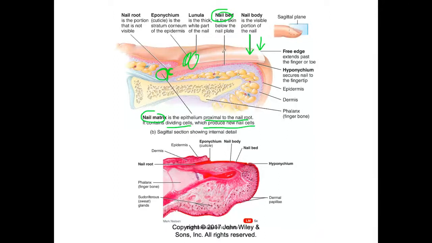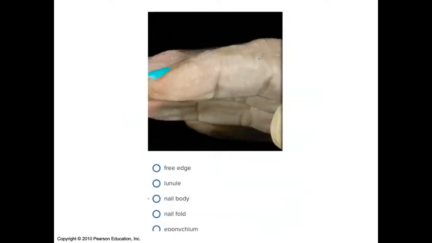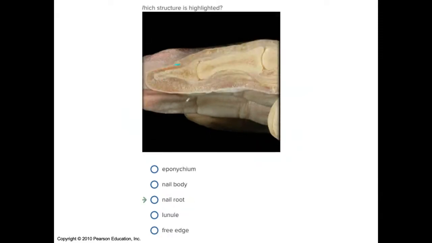That's why if you ever damage these cells, like a hammer hit it or a door closed on it, eventually the nail will fall off. It could take seven, eight, nine months, and then new nail forms, and that could take a few more months to grow outward. Right here, this highlighted portion is the nail body. This portion that is showing is the nail root. The nail matrix would be over here, proximal to that.